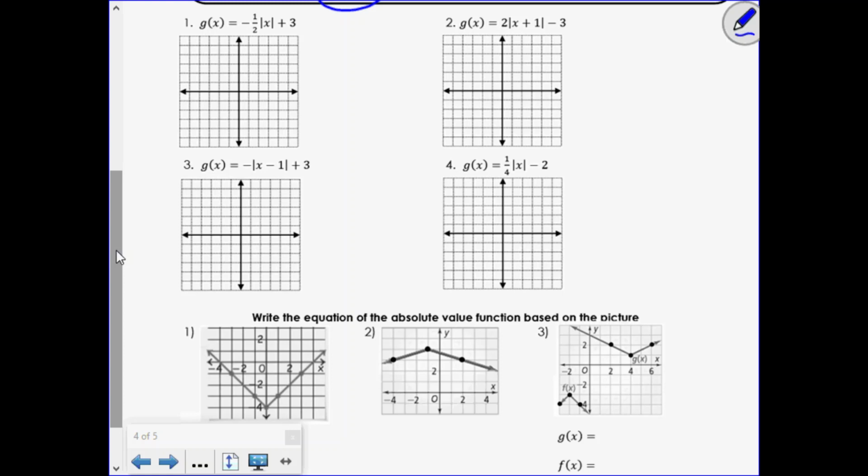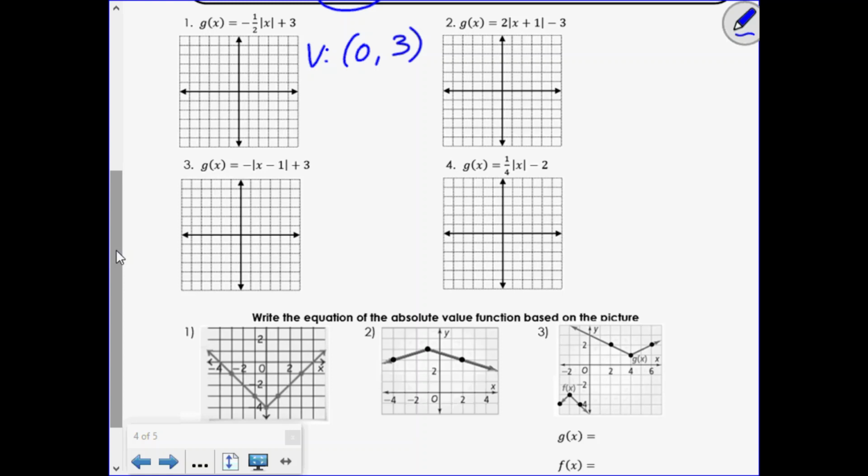g of x is equal to negative 1/2 absolute value of x plus 3. What would my vertex be? Remember, you just need two things, what the vertex is and what the slope is. What's the vertex? 0, comma, 3. Was there a number to actually take out of the absolute value to change sign?